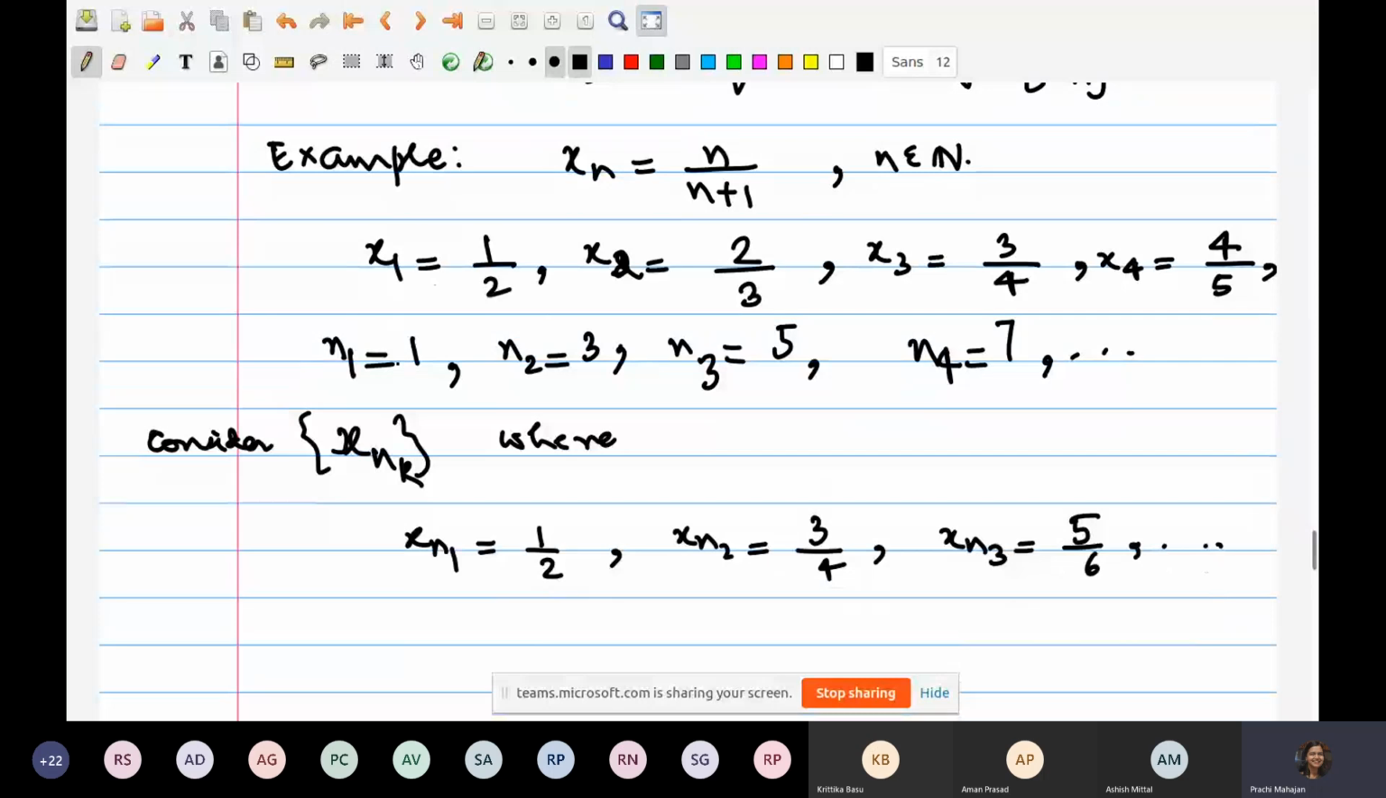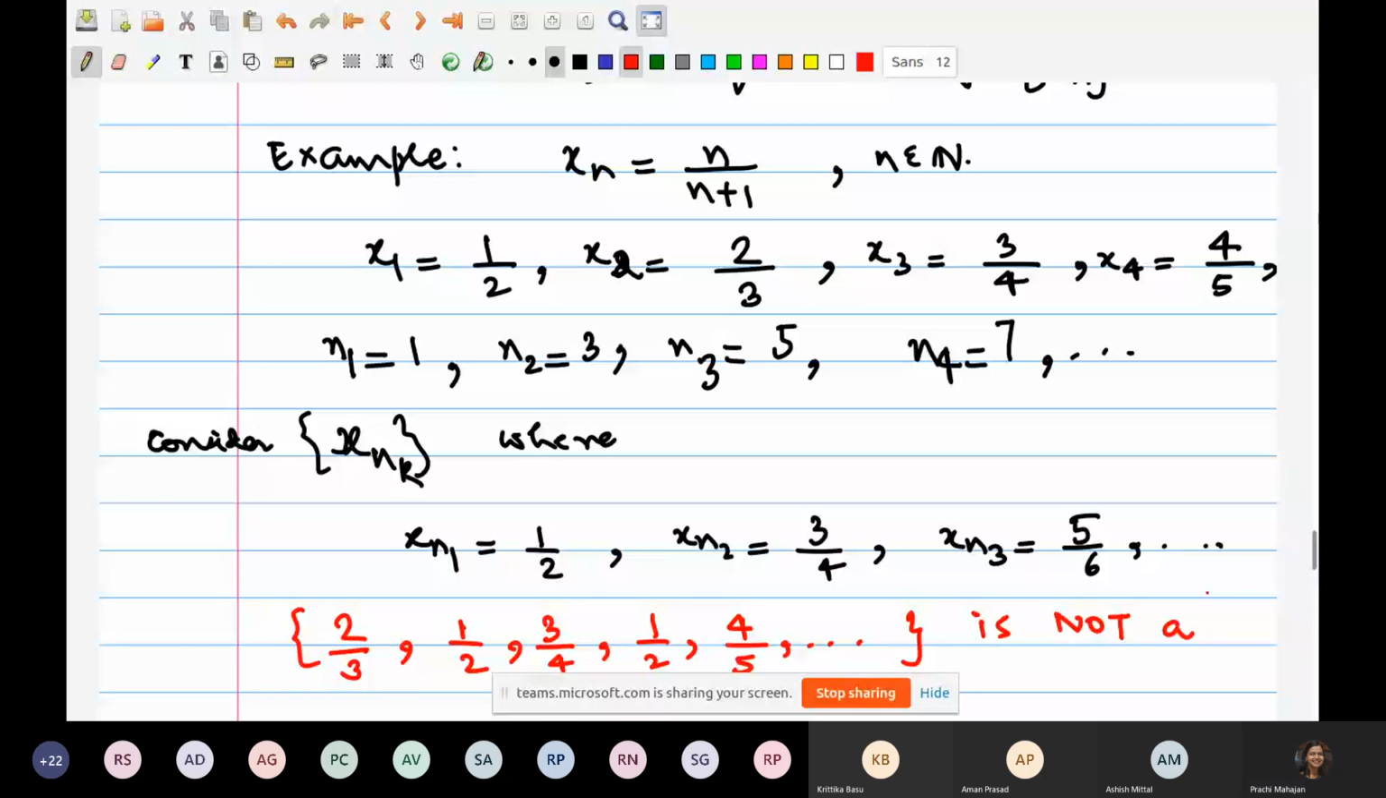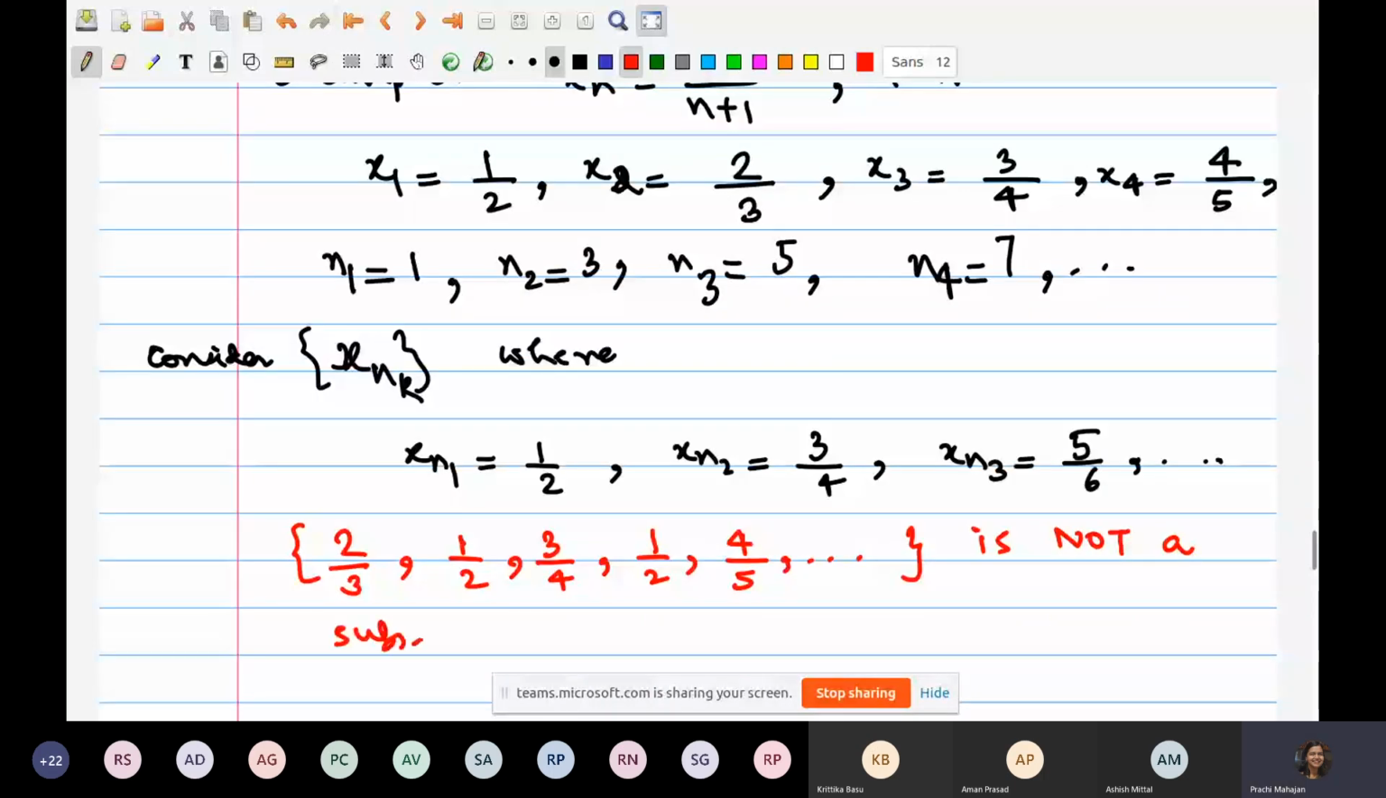However, let me give you one more example. Let's consider 2 by 3, 1 by 2, 3 by 4, 1 by 2, 4 by 5. Then this is not a subsequence of the given sequence xn. Is this okay? Does everybody follow this?